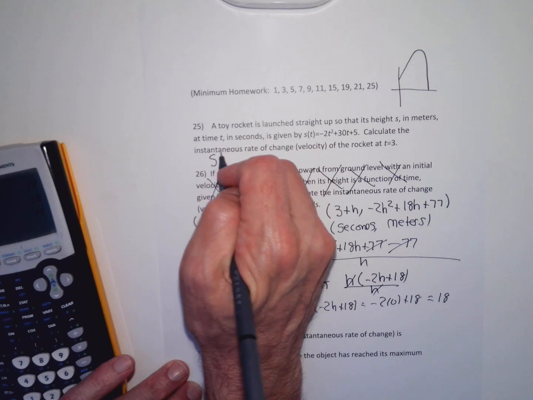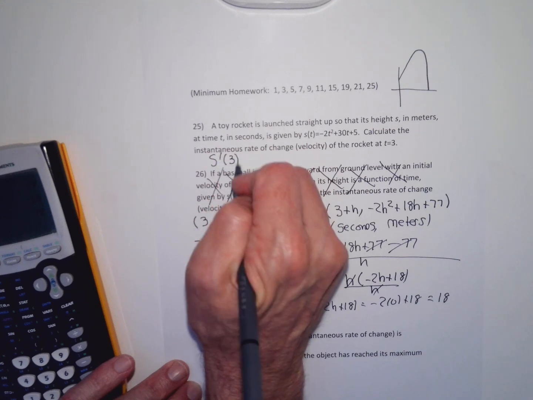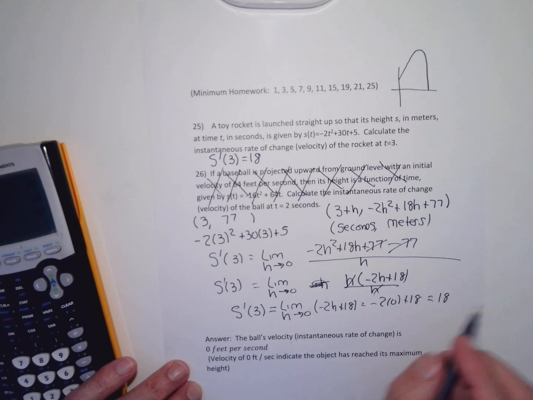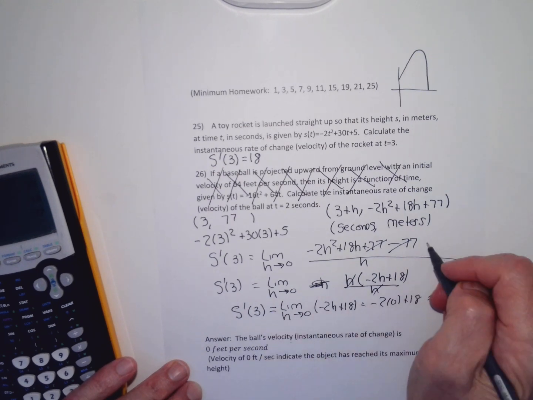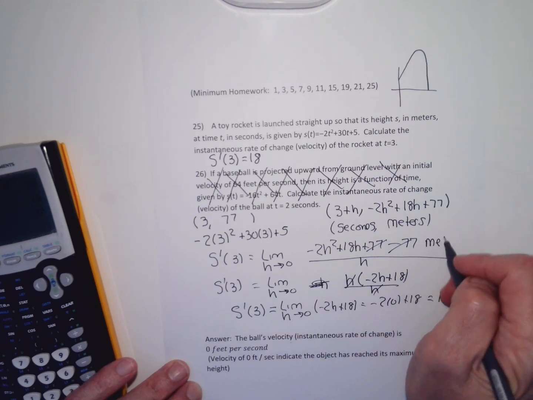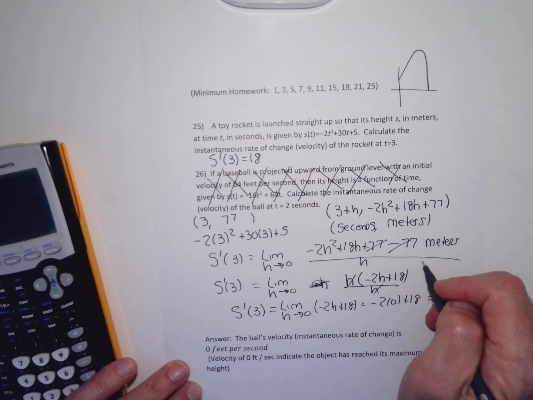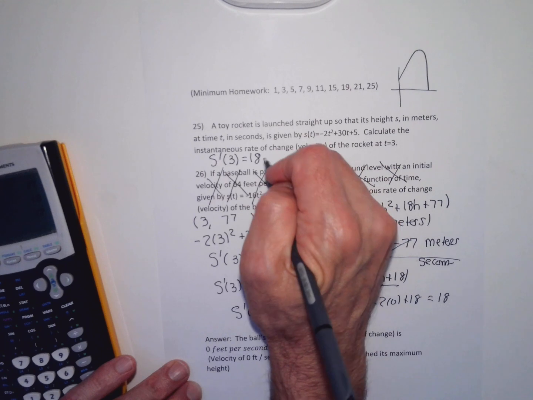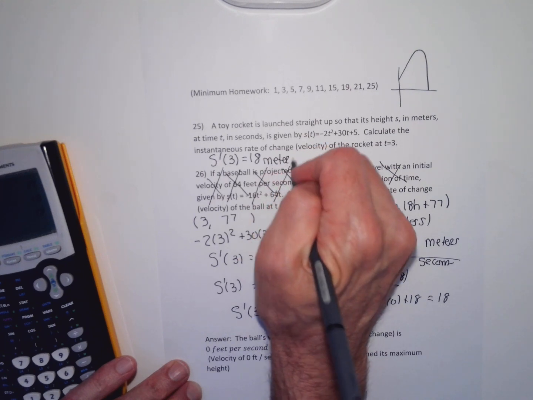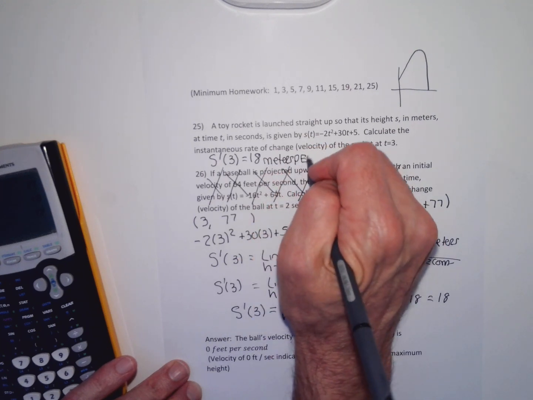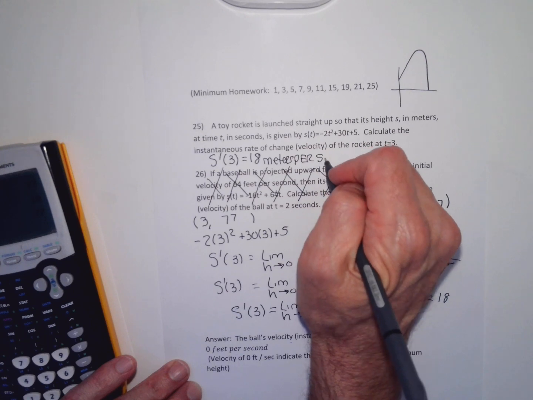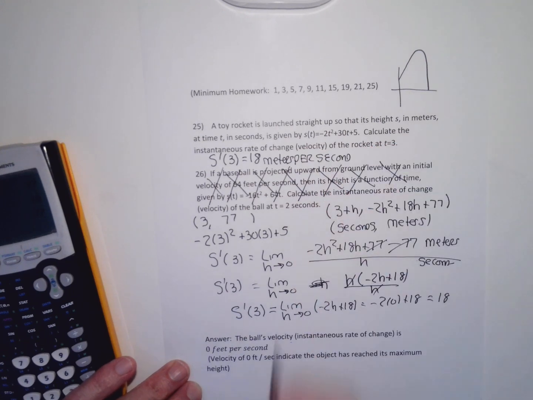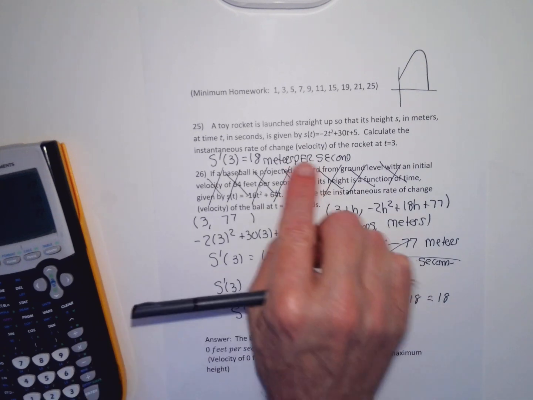So calculate the instantaneous rate of change at 3 seconds. Technically, this is without words: S prime of 3 equals 18. And in terms of units, for this fraction, the numerator is in meters. The denominator is in seconds. So it's meters per second. And that's not its average speed, that's the exact speed. Since I did the limit, it's not an average, it's an exact.